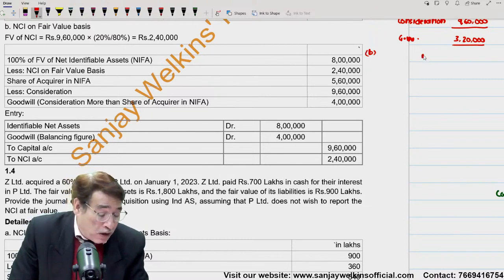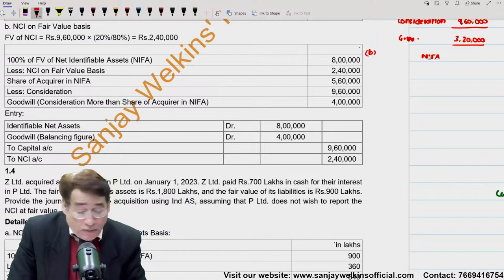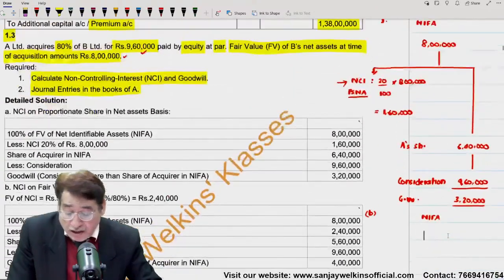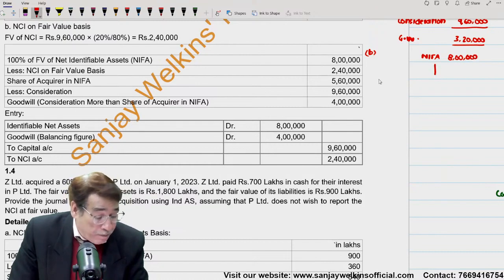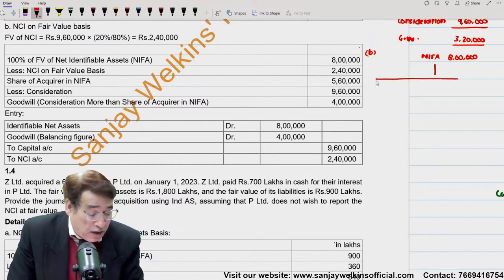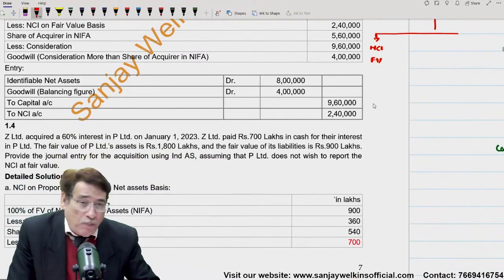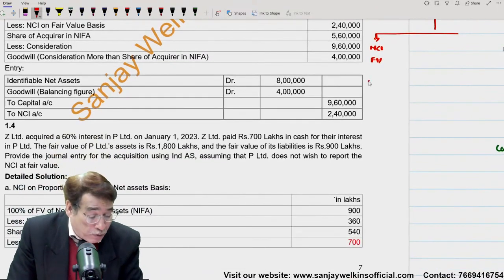So in order to consider NCI, again I write NIFA. The amount of NIFA, net identifiable assets, was 8 lakh. So I will write here 8 lakh. Then I am going to write NCI, and I will have to compute NCI at fair value in this case, because I want to compute NCI at fair value.